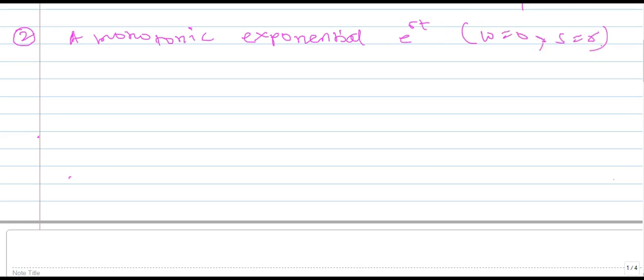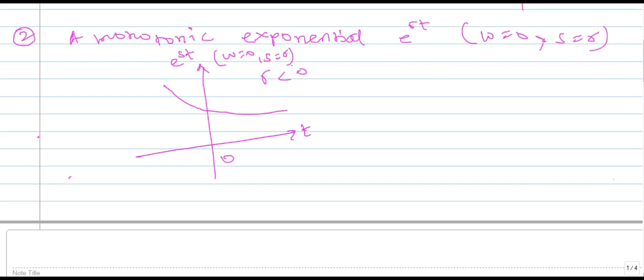Now in the second case, the signal e to the power st will be a monotonic exponential, which is e to the power sigma t. This will be the case when omega equal to 0 and s equal to sigma. Its graph will be like this when sigma is less than 0, and it will be an increasing exponential when sigma is greater than 0.